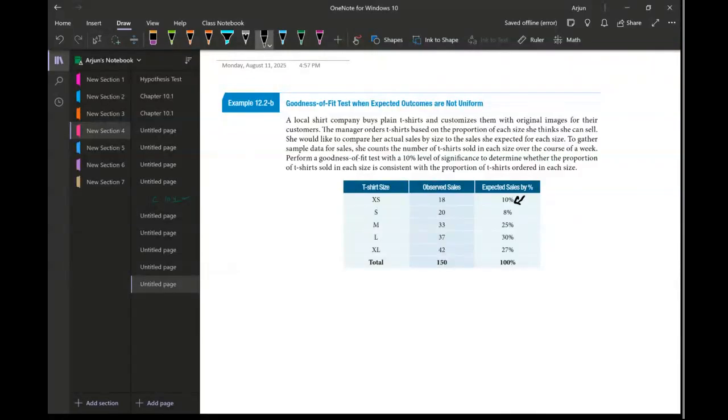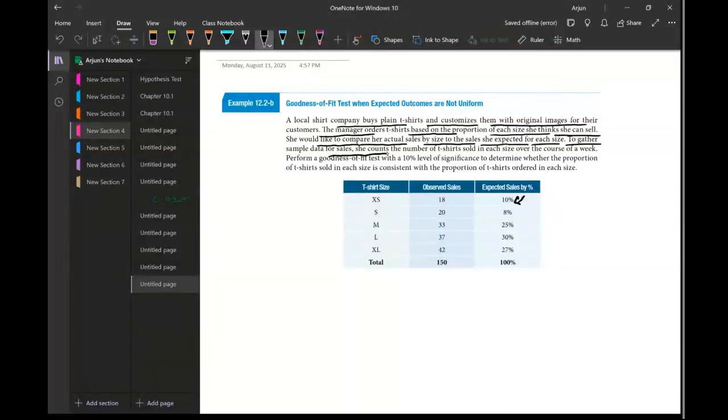Now, what is going on in this question? If we see this question carefully, we are given that a local t-shirt company buys t-shirts and customizes them with original images for their customers. The manager orders the t-shirts based on the proportion of each size she thinks she will be able to sell. She would like to compare her actual sales by size to the sales she is expecting for each size.